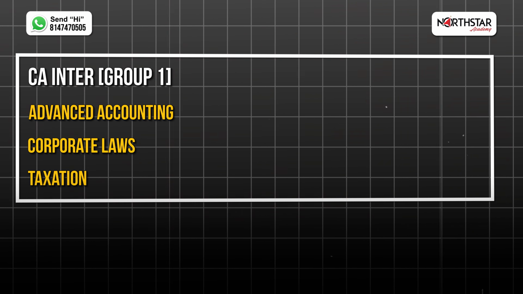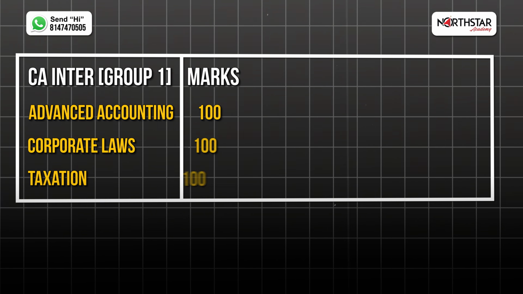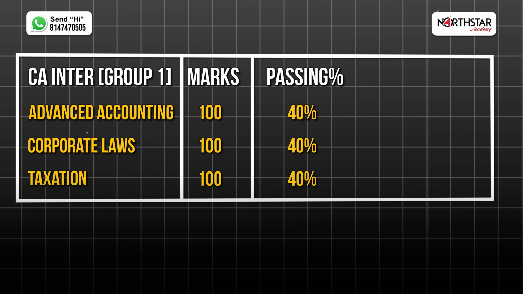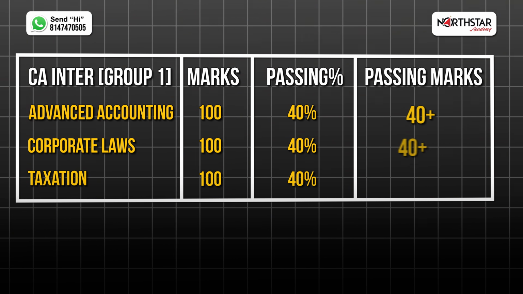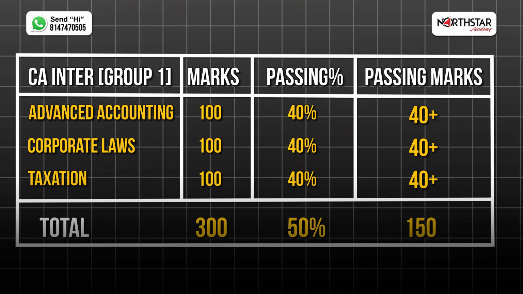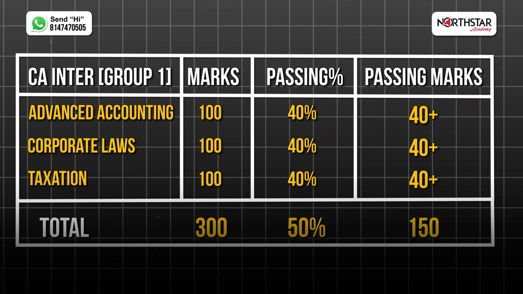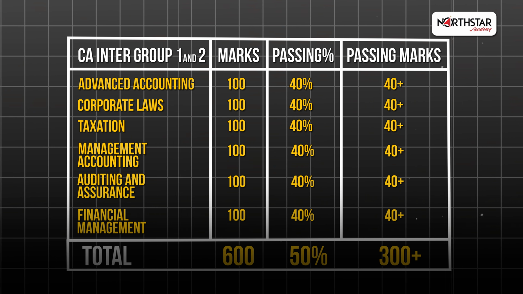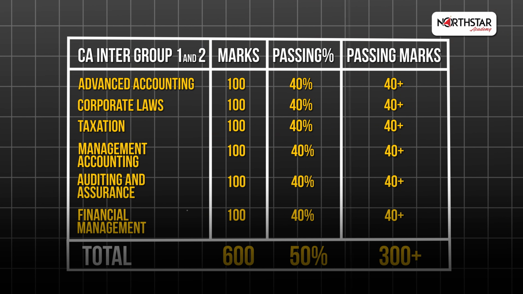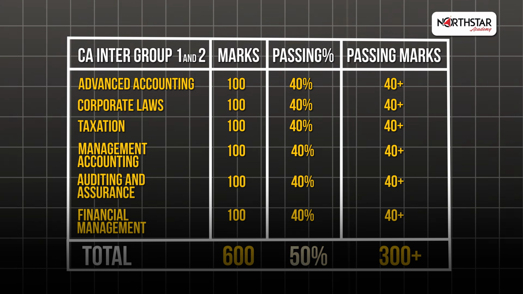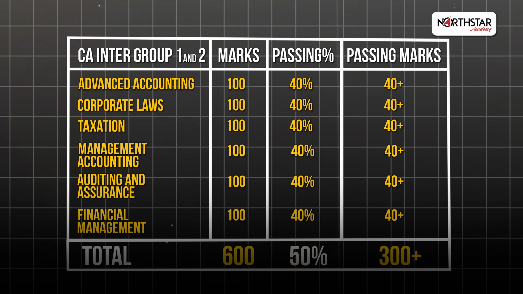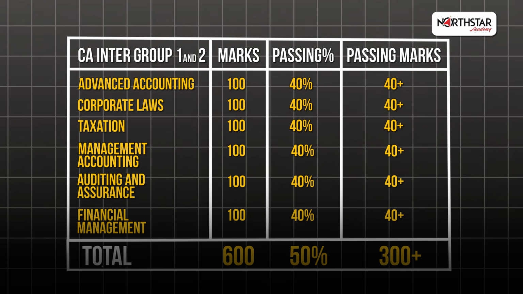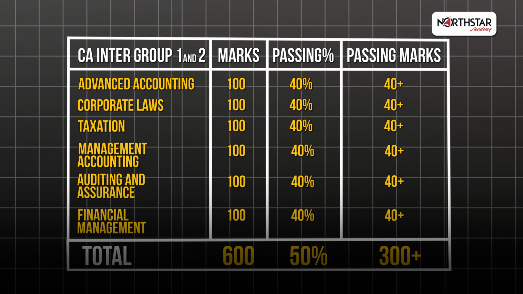To be declared pass, the rules are exactly the same as in CA Foundation. You must individually score at least 40 in each paper in a group if you are writing one group at a time. But overall score should be 50%, which means if you have written only group 1, you must score a minimum total of 150 and above. But if you have written both the groups together, then overall the 50% is evaluated for both the groups taken together, which means you must have at least 300 in total to be declared pass, provided you have 40 in each of these 6 papers.